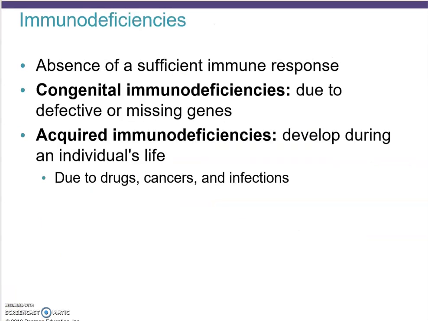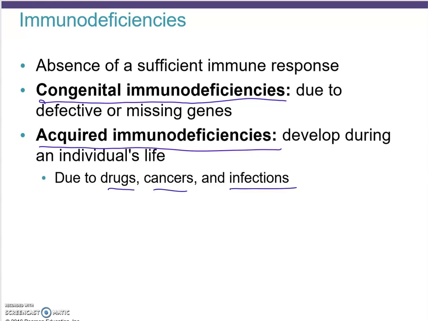Now moving on to immunodeficiencies. So that would be the absence of a sufficient immune response. It could be because you were born with a lack or an insufficient immune system. So that would be a congenital immunodeficiency because you have defective or missing genes. And so now you have an immunodeficiency from birth. And acquired immunodeficiencies, those are developed during an individual's life. They are usually due to either drug use, cancers, or infections.